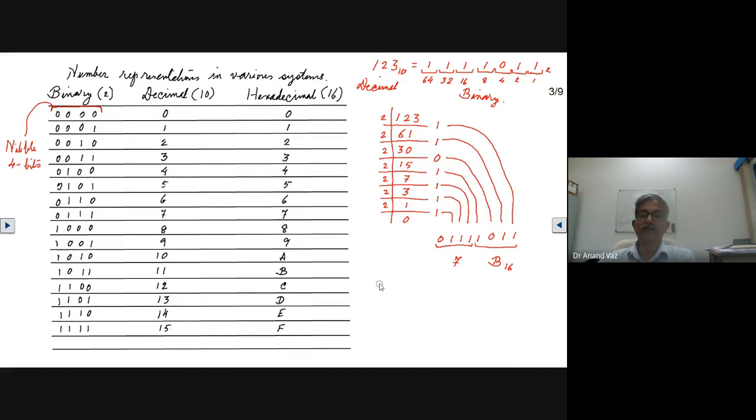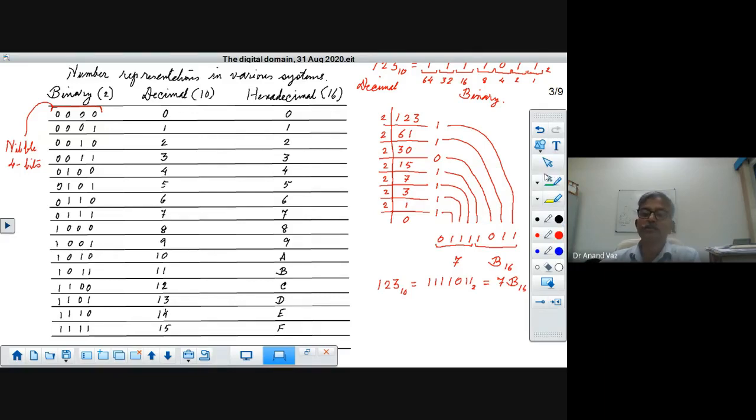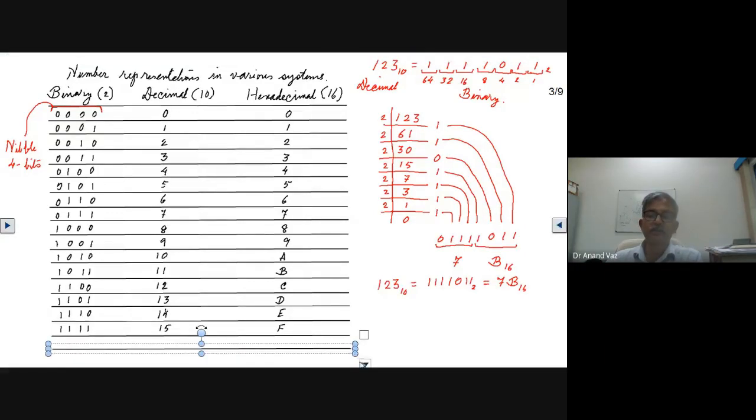So we can write 123. This is in the decimal system. We can write it as 1111011 in the binary system, and we can write this as 7B in the hexadecimal system. The number is the same, but the representation in different number domains is different. Okay, so now we will come to the operations that we can do in this.